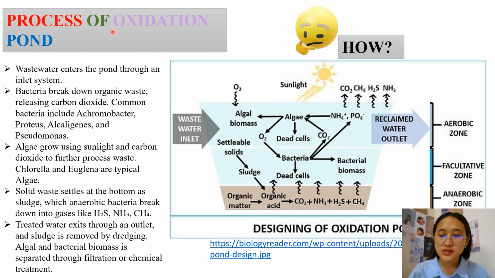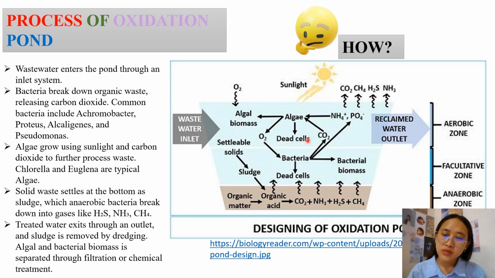Pond. This is the process involved in conversion of wastewater into simpler forms. Firstly, the industrial or domestic wastewater influent enters the oxidation pond through this inlet system. Then the bacteria utilize those biodegradable organics and convert them into inorganic compounds by releasing carbon dioxide and ammonia as well.